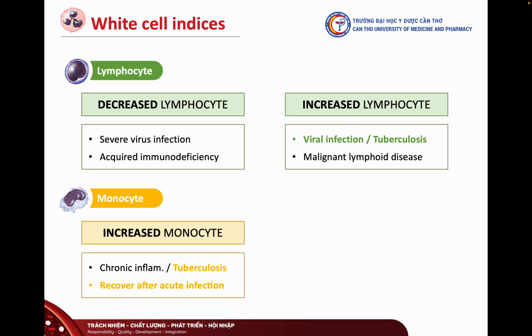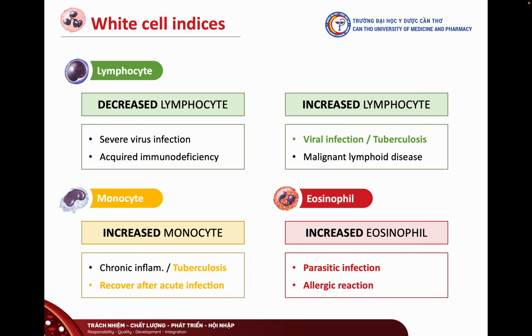Finally, eosinophils. If our eosinophils are elevated, that usually points us in two main directions. First, parasitic infections, especially tissue-invasive parasites. Second, allergic reaction, such as asthma or hay fever or drug allergies.